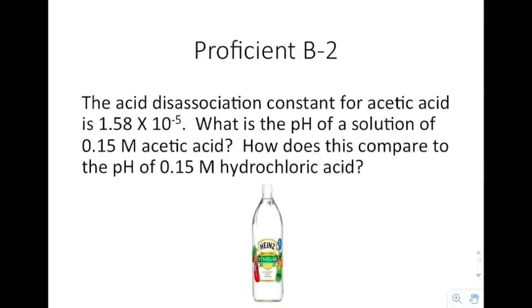It says the acid dissociation constant for acetic acid is 1.58 times 10 to the minus fifth. Okay, what is the pH of a solution of 1.5 molar acetic acid? How does this compare to the pH of hydrochloric acid? So if you look at it, we would say, okay, I need to write a Ka expression.